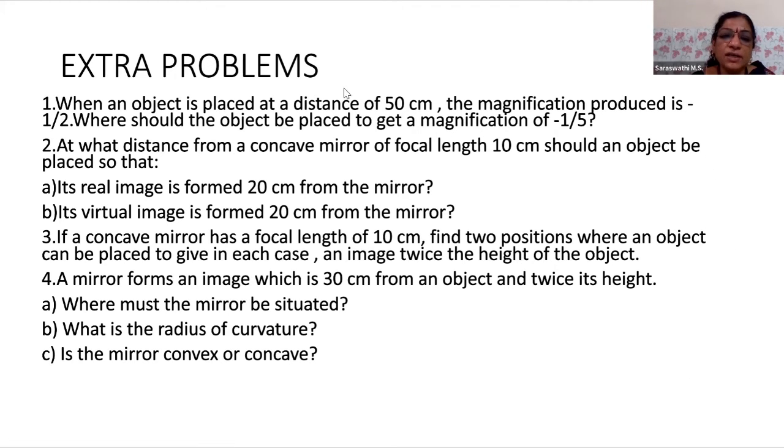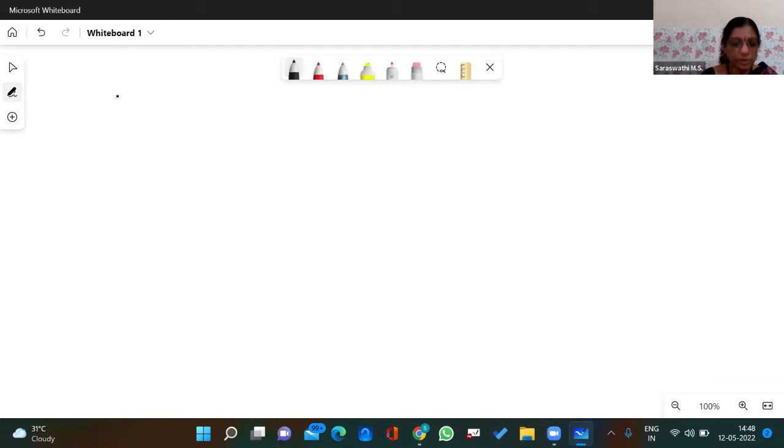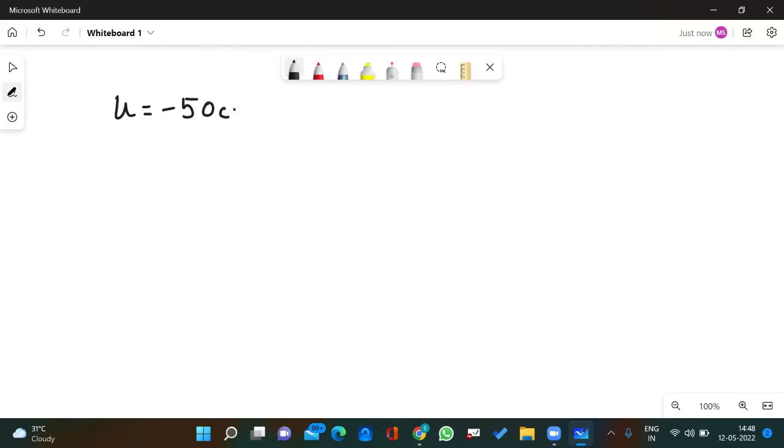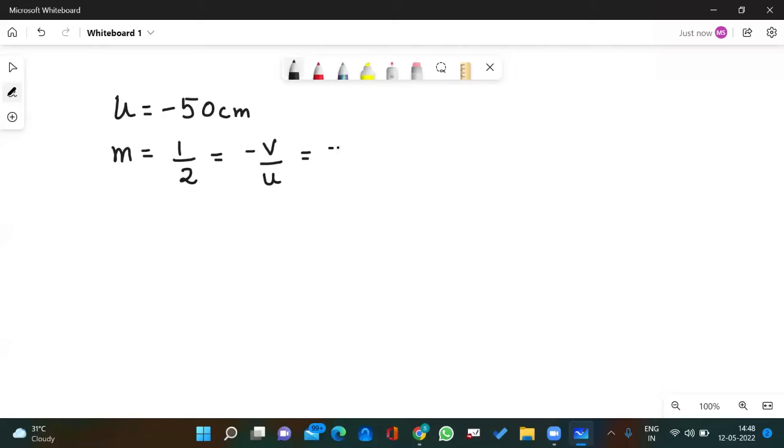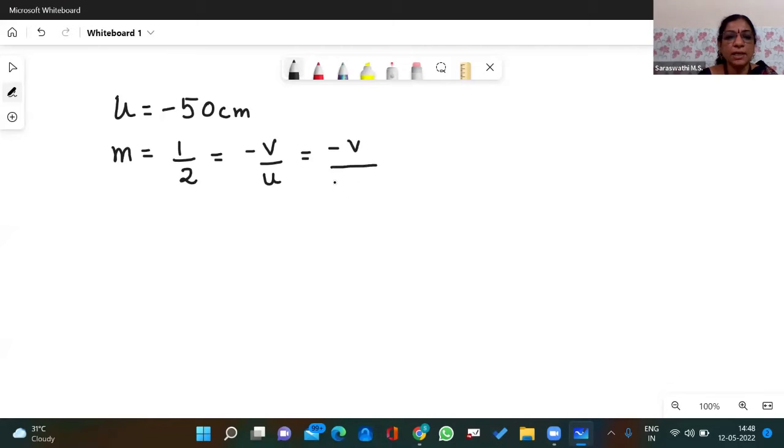So let us find the focal length. I will just do this sum. Can you tell me what u is? u is equal to minus 50 centimeter. What is the magnification in the first case? It is 1 by 2, ma'am. We'll equate this to minus v by u, right? So this is equal to minus v by minus 50. So what is v going to be equal to? How will you find v?